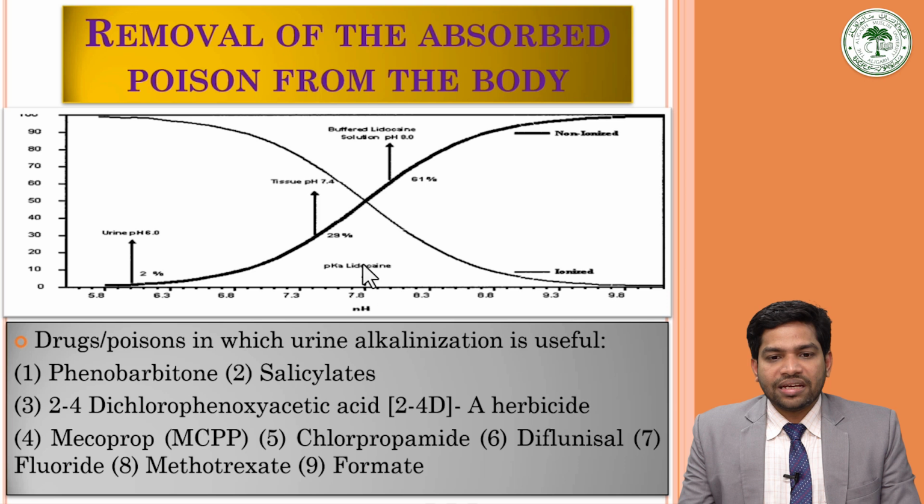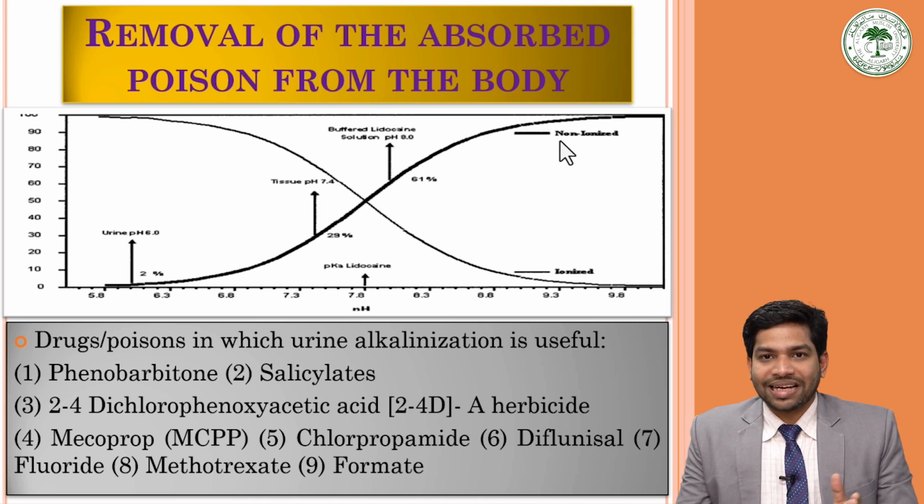So if we increase the pH of its solute or this mixture, then the ionized form will decrease and the non-ionized form will increase. So if it is passing through the urine, which is more alkaline in nature, it will be more in non-ionized form. So it will not be excreted, but rather it will be absorbed.